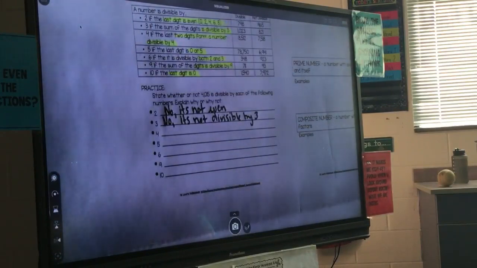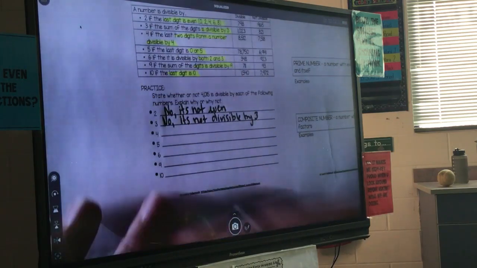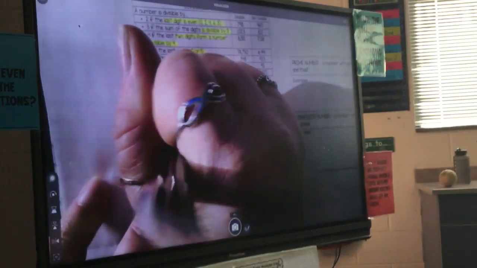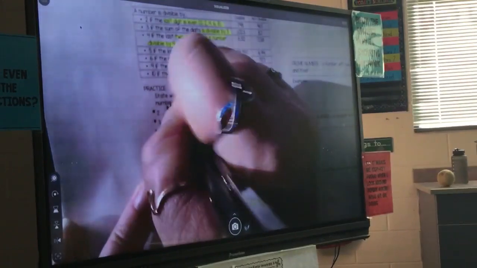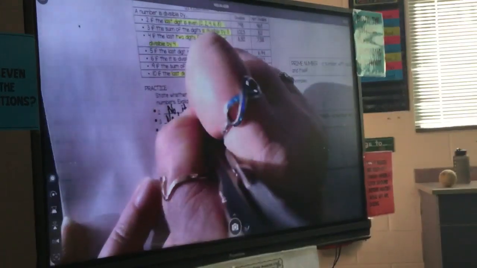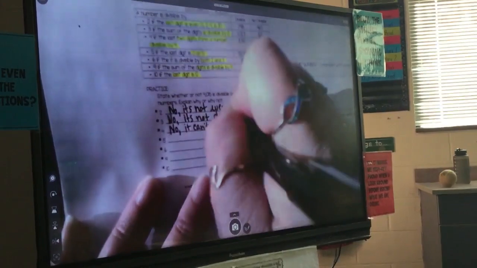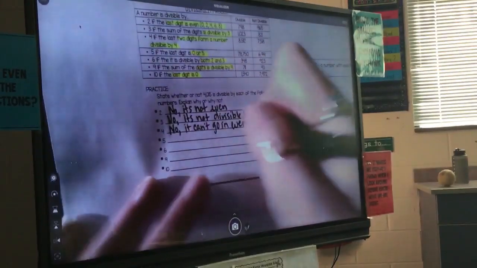Now, before you call out or say anything, think about the next one, 4. Think about what makes a number divisible by 4. So, will it work? Raise your hand. No. Why? Because 4 can't go into 5. So it can't go in evenly.